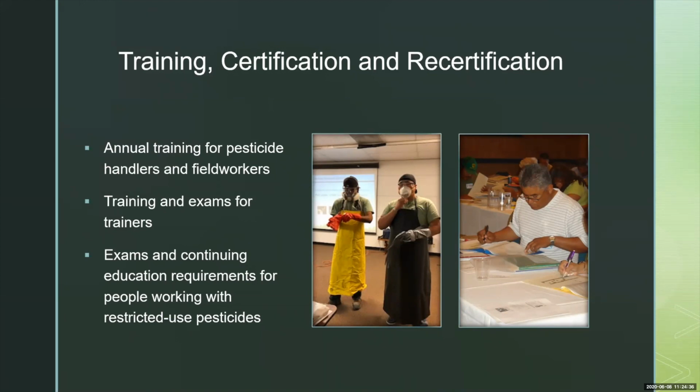People who work with restricted use pesticides, those are the pesticides that have been deemed either extremely toxic to the user or the environment if used incorrectly, take a certified applicator exam, pass it with 75%. It's a 90-question, 90-minute timed exam. And then they also attend continuing education courses each year.